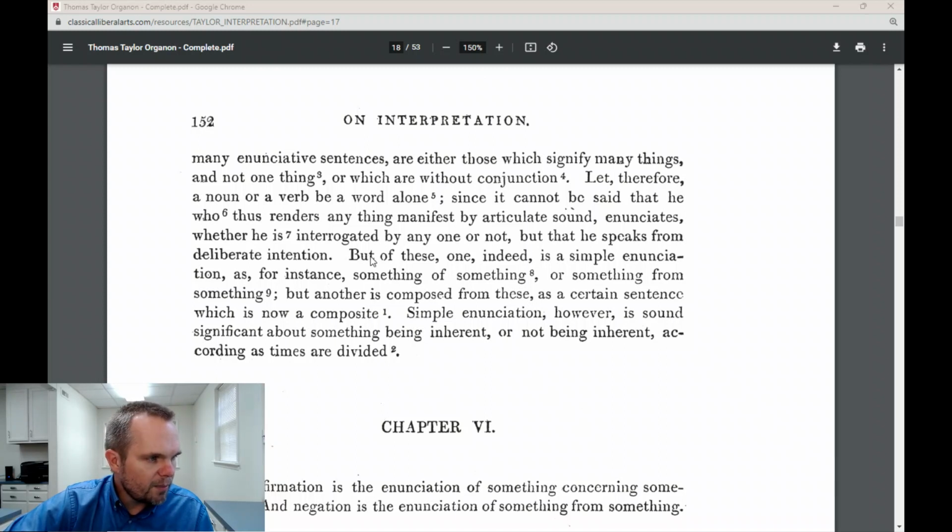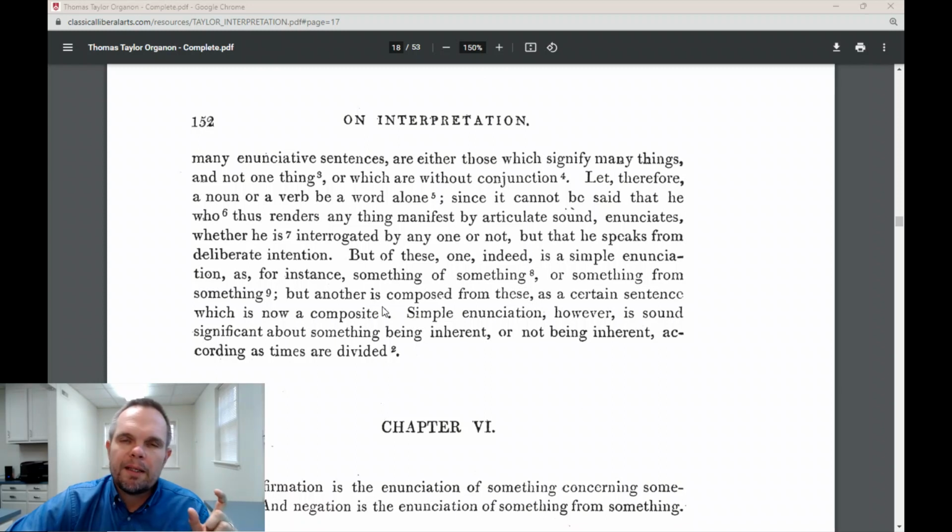And then he goes on to say, but of these, one is a simple enunciation, as for instance, something of something, affirmation, or something from something, negation. But another is composed from these as a certain sentence, which is now a composite. So all of that to simply say, we've got this division of enunciative sentences into two kinds of simple enunciation and then composite enunciation. And in the last sentence, he defines simple enunciation and says, simple enunciation is significant sound.